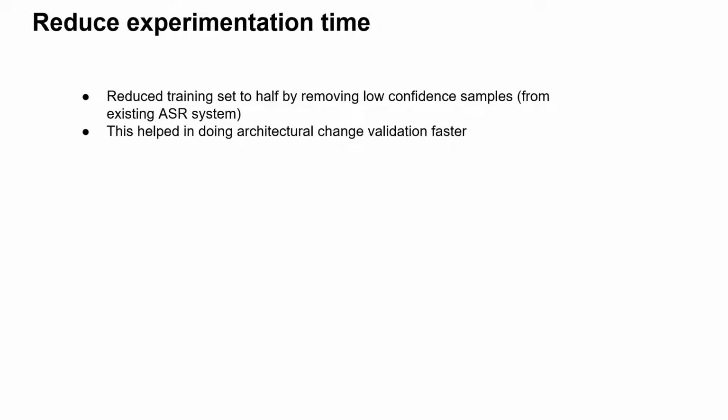One thing I wanted to try was that, as one epoch was taking about 6 hours, it wasn't possible to complete all the experiments quickly. So I found a way to reduce the experimentation time. We already have an existing ASR system, so what we could do is get the confidence for each audio sample, and whichever ones have WER equal to 0, only take them and then do the training.